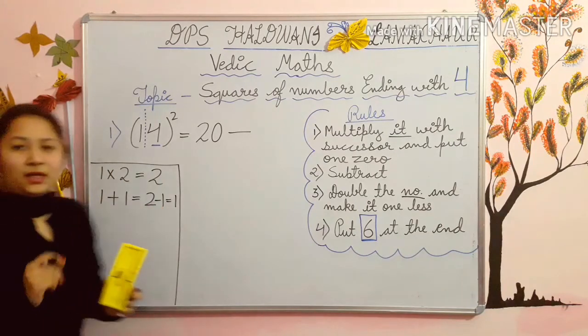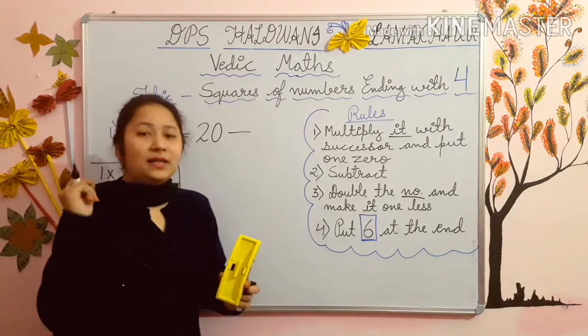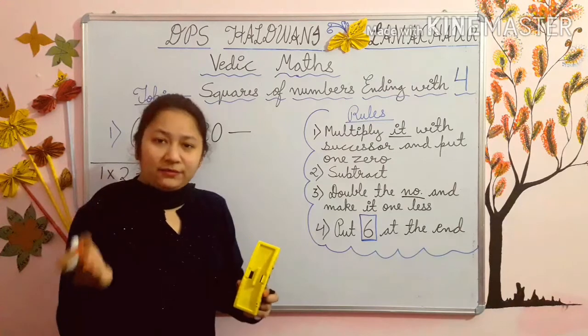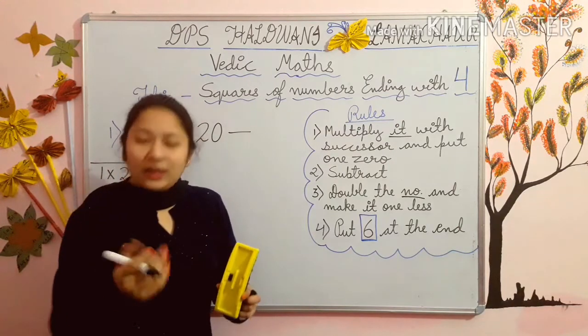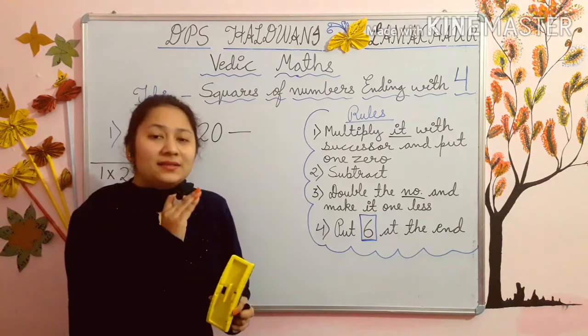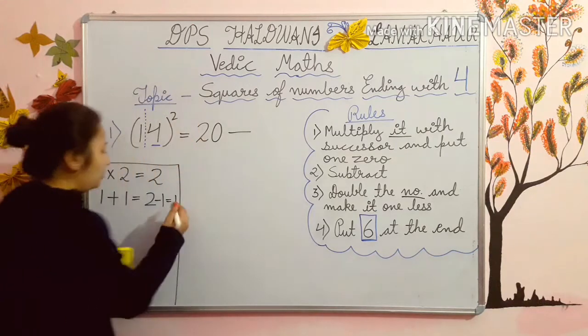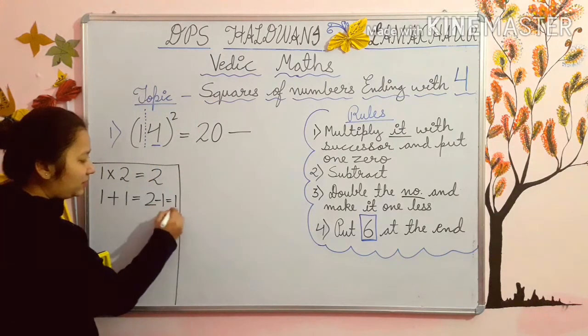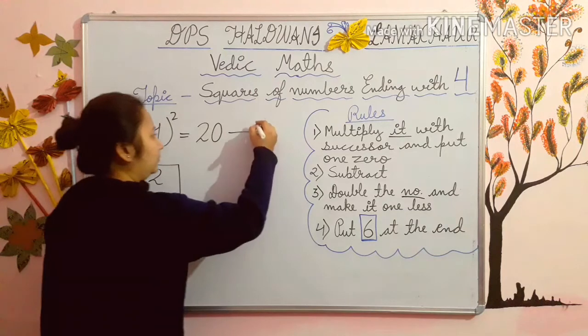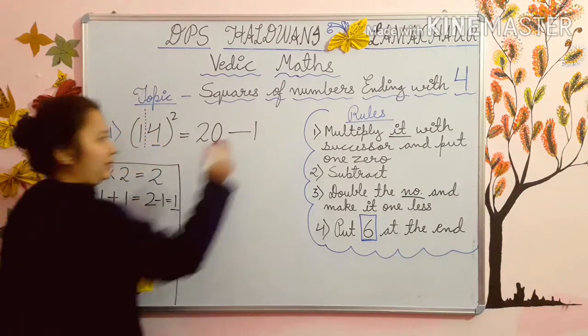1 less. If it is 3, 1 less is 2. If it is 5, then 1 less is 4. If it is 10, then 1 less is 9. So 1 less means 2 minus 1, 1. Now put it here. Now subtract it.